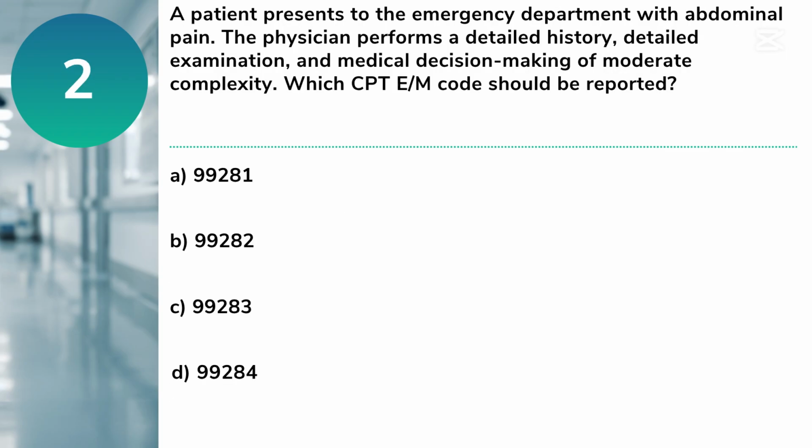Question 2. A patient presents to the emergency department with abdominal pain. The physician performs a detailed history, detailed examination, and medical decision-making of moderate complexity. Which CPT E/M code should be reported? A. 99281. B. 99282. C. 99283. D. 99284.